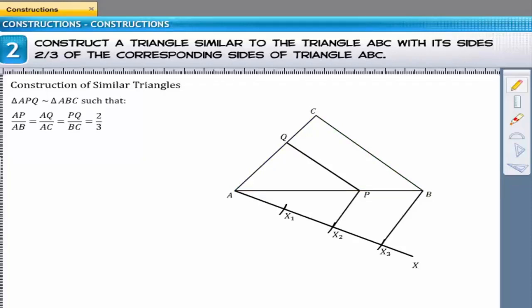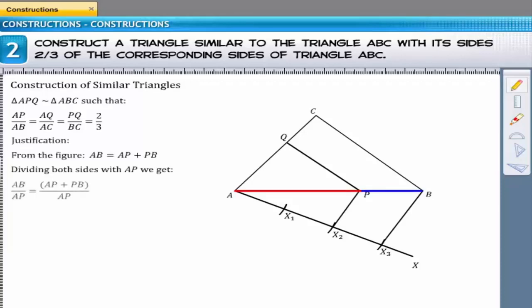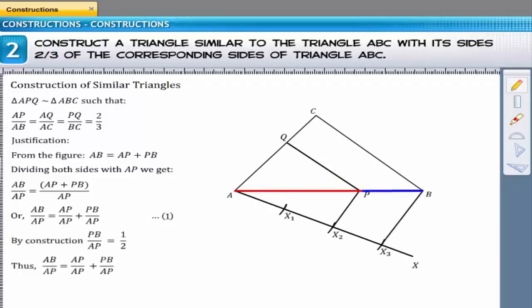Now, let us verify this construction mathematically. From the figure, we can see that AB is equal to AP plus PB. Dividing both sides with AP, we get an equation that we'll call equation 1. By construction, PB by AP is equal to 1 by 2. Putting this value in equation 1, we get AB by AP as 3 by 2 or AP by AB as 2 by 3.